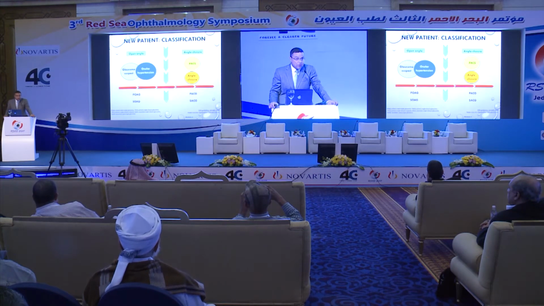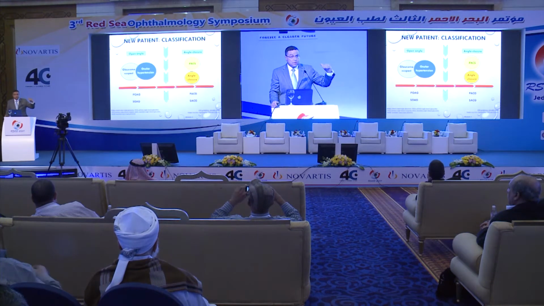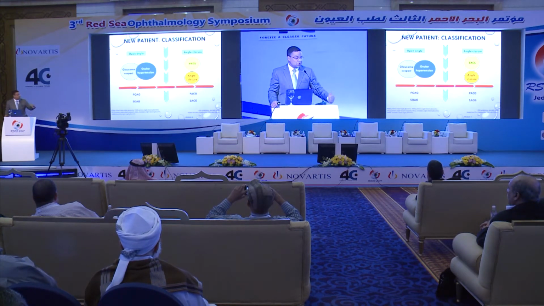We have a vertical blue line and a horizontal red line. This vertical blue line is the one that is differentiating the open angle from the angle closure glaucoma, and this horizontal red line is the one that is differentiating patients presenting to you with glaucomatous changes, and without glaucomatous changes in the upper part of the line, and with glaucomatous changes under the line.